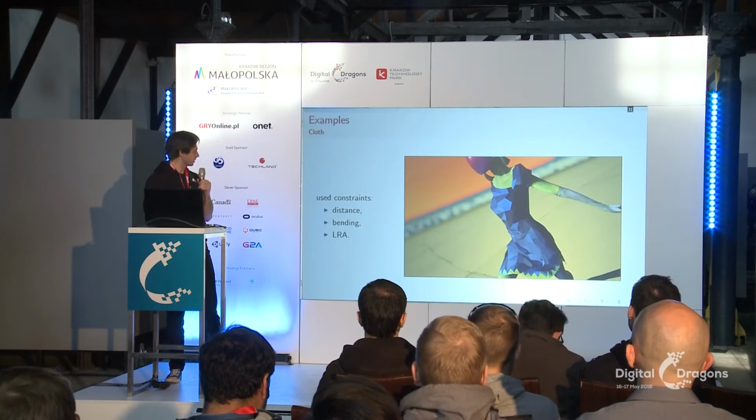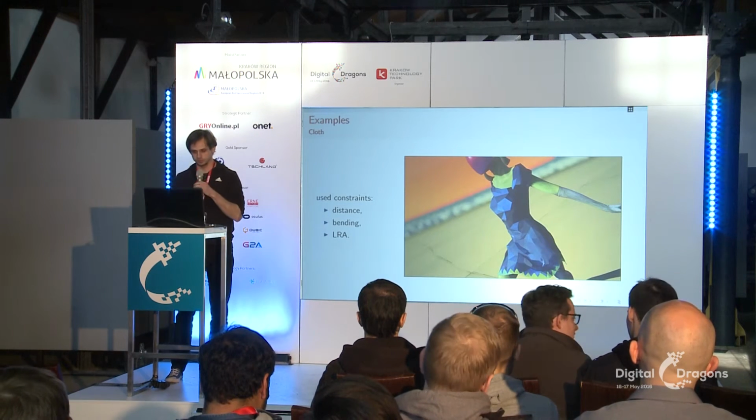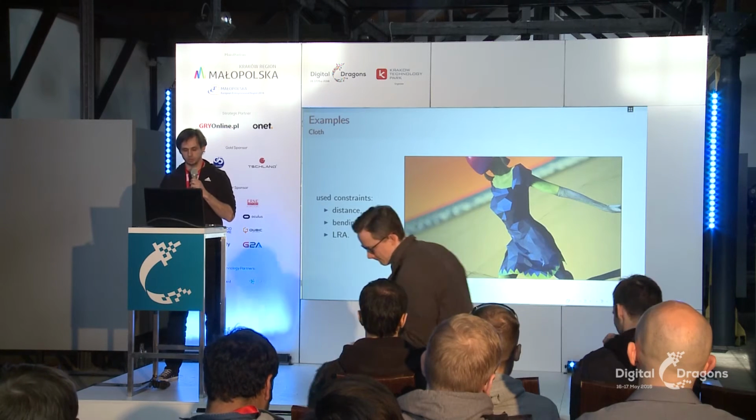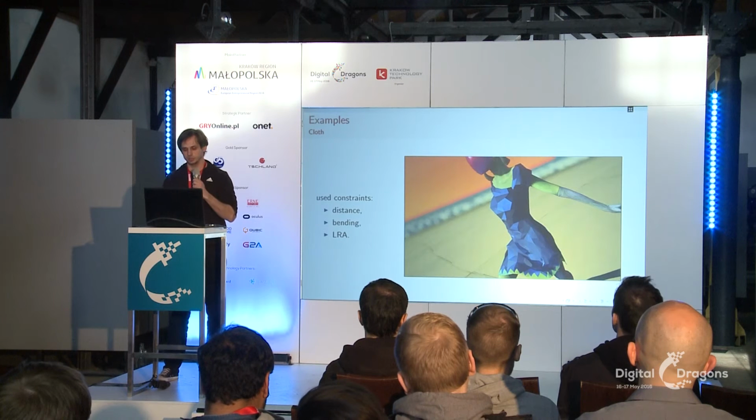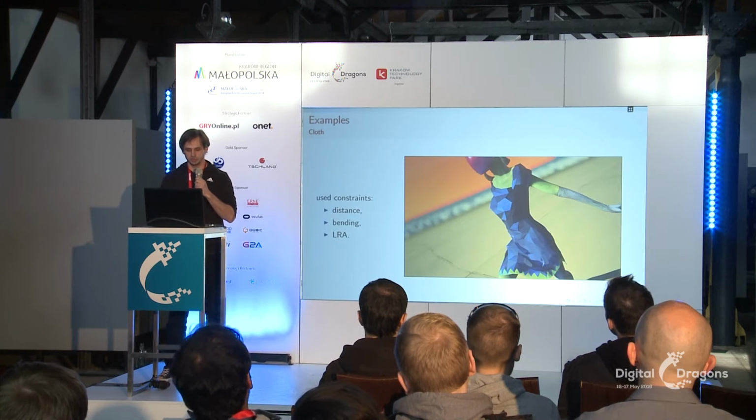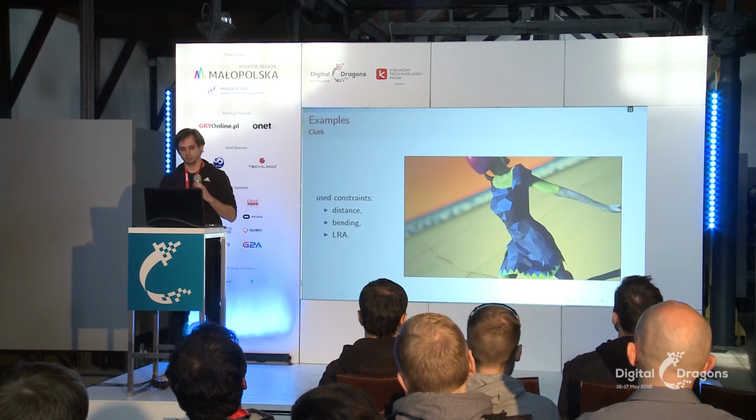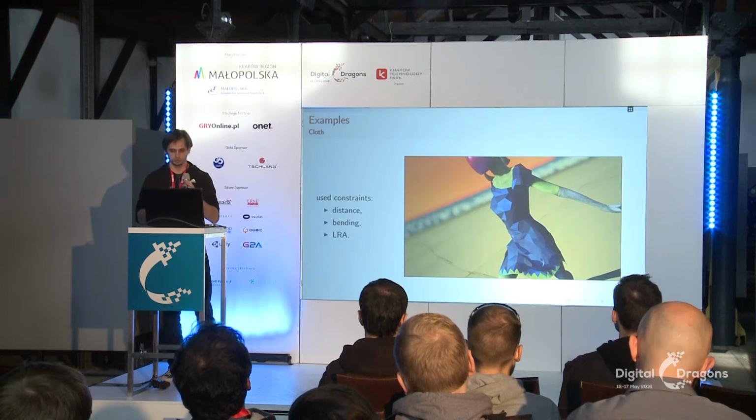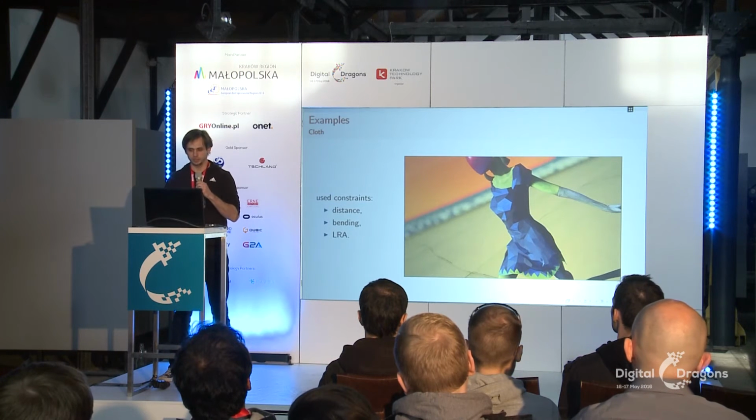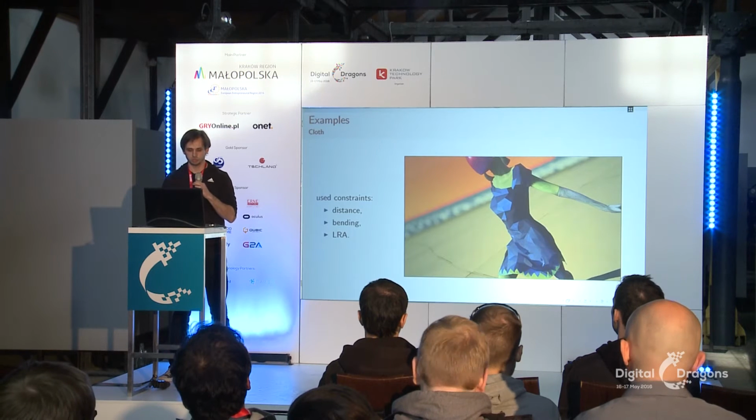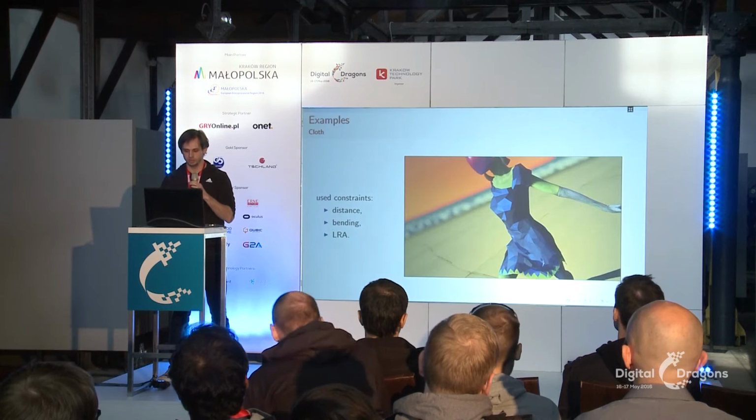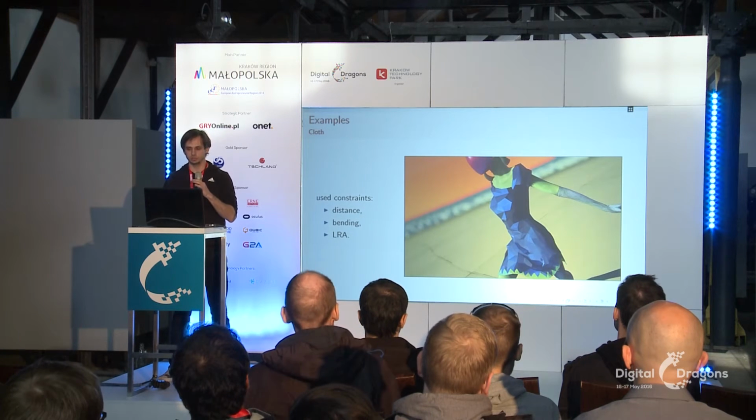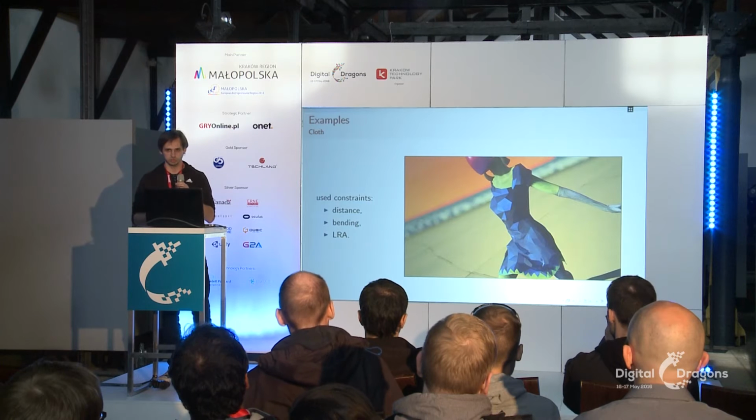Okay, let's go to some examples. The most common example of usage of position-based dynamics is cloth simulation. Here we have a distance constraint and a bending constraint to keep the overall structure of the cloth, and additionally long-range attachment constraints to stiffly attach the skirt to the character. Thanks to that, the skirt does not float on the character when she is moving.